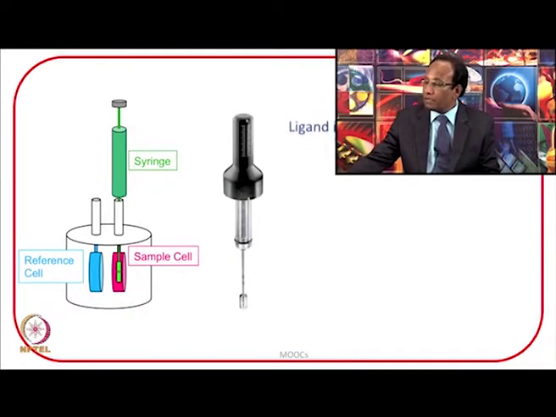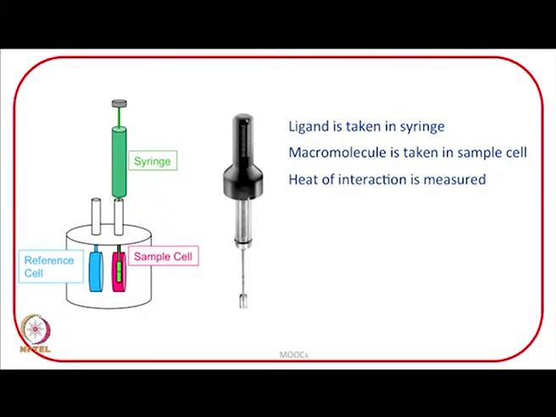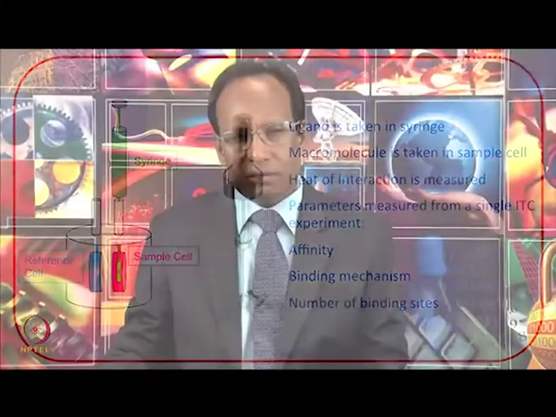And that is what is commented here. The ligand is taken in the syringe, the macromolecule is taken in the sample cell, and the heat of interaction is measured. The parameters we eventually get from a single ITC experiment are affinity, which means the binding constant or equilibrium constant, binding mechanism, and number of binding sites. We will discuss the principle in a little more detail.